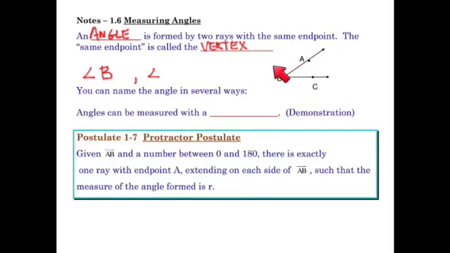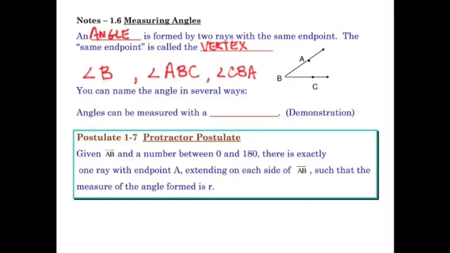There's only one vertex that B could be, so that's fine to just call it angle B. I could also name it ABC or CBA, where the vertex is in the middle as I name it. So I get three ways to name that angle. They all mean the same thing. You're going to see them all different ways.